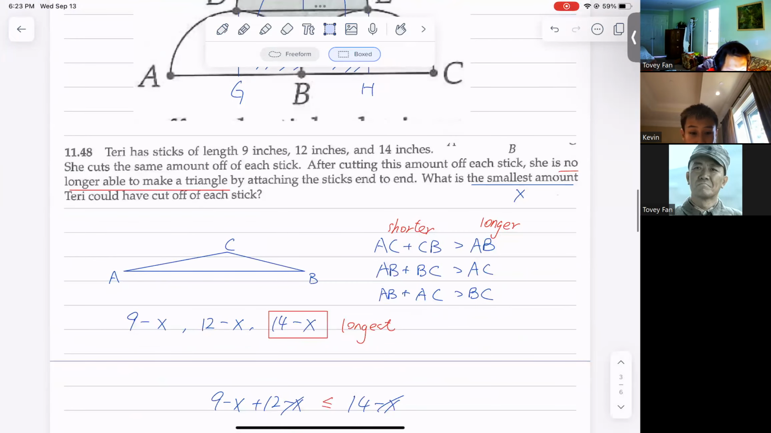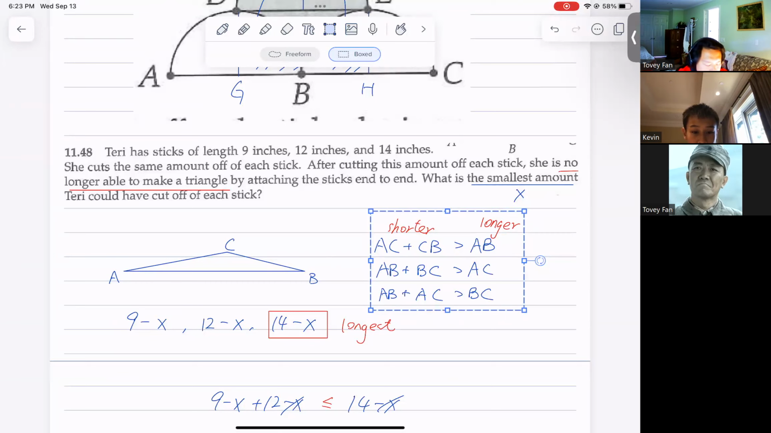Okay, 11.48 is mainly about the triangular inequality, okay? What is the triangular inequality? It's like if two sides add up, then it's greater than the other side. So we say the sum of any two sides is greater than the third.